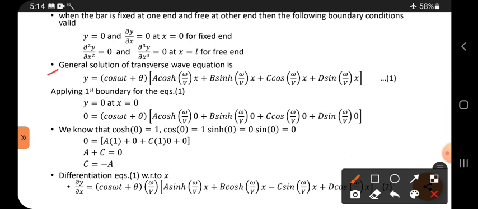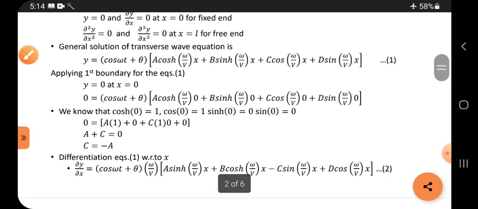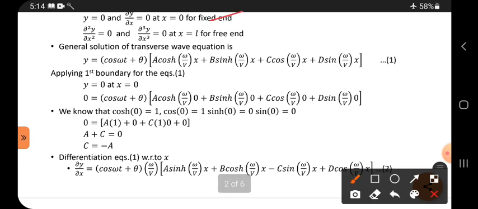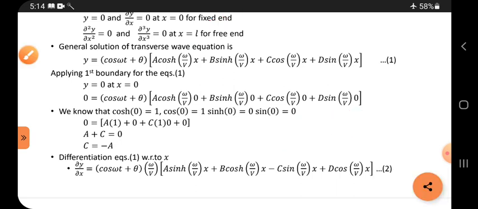The general solution of the transverse wave equation is y equals cos(omega t plus theta) into [a cosh(omega by v x) plus b sinh(omega by v x) plus c cos(omega by v x) plus d sin(omega by v x)]. The first two are hyperbolic functions and the remaining two are normal functions, cos and sin. By using the first boundary condition, we can calculate the relation between a, b, c, d.